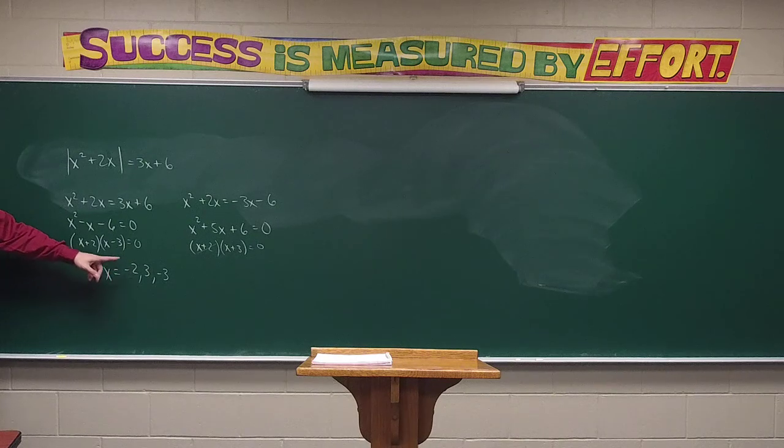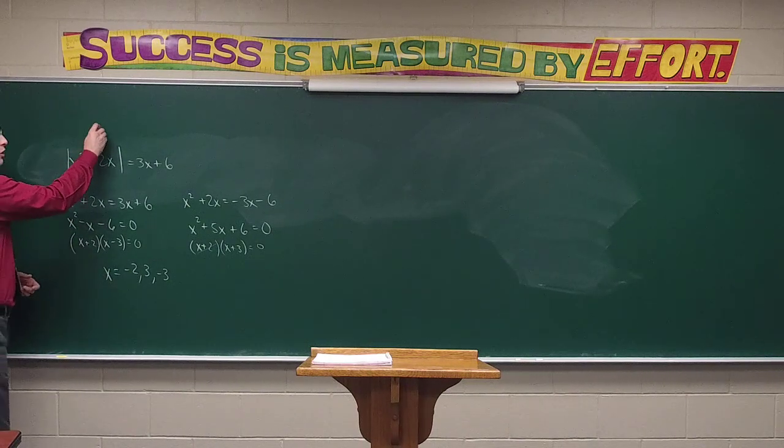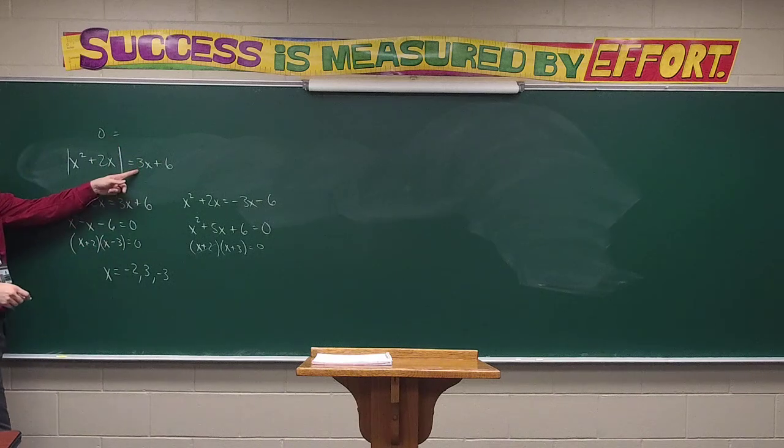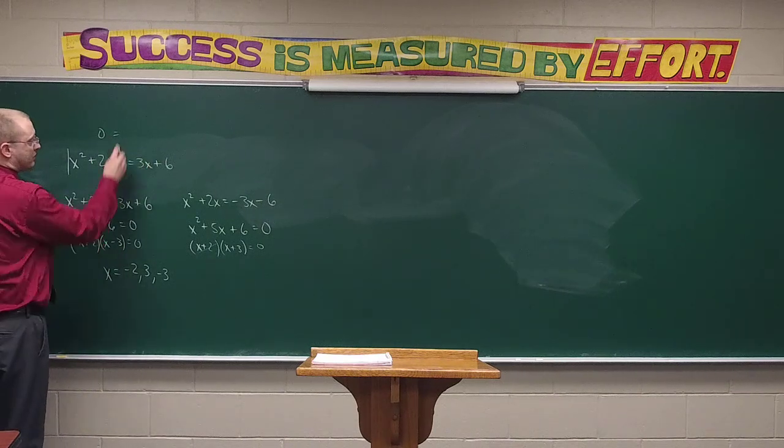So we try plugging in, for instance, negative 2. Square that to get 4, and then 2 times negative 2 is negative 4. 4 plus negative 4 is 0, the absolute value of 0 is 0. Plug in negative 2 times 3, negative 6 plus 6, 0. Okay, so that one checks.